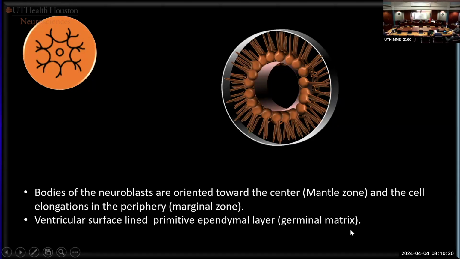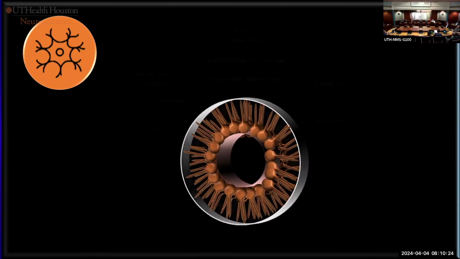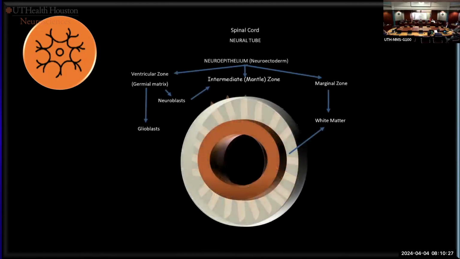This is how you're going to see it in the embryology text of the neural tube: neuroectoderm is going to organize into what they call the ventricular zone, that has the germinal matrix with the glioblasts and the neuroblasts. Then there's an intermediate zone, which is the mantle zone. And then you're going to have the marginal zone, which is mostly the white matter.